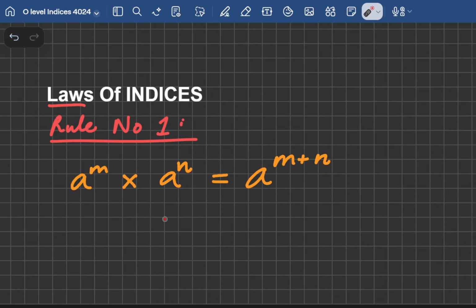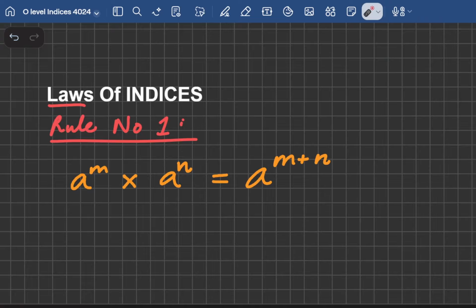So actually the powers get added when the same bases are multiplied with different powers. Like here, a to the power m is multiplied by a to the power n. Both bases are the same, which is represented by the letter a, and the powers are different, m and n. So this equals a to the power m plus n. As the bases are being multiplied, the powers are being added. Now don't worry if that sounds confusing.